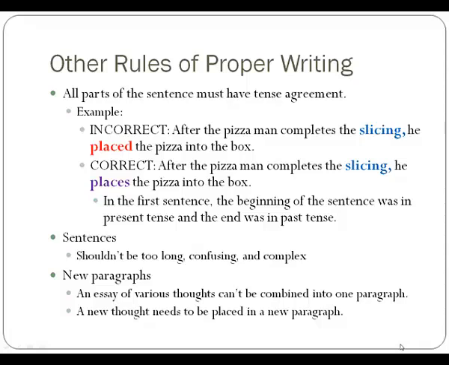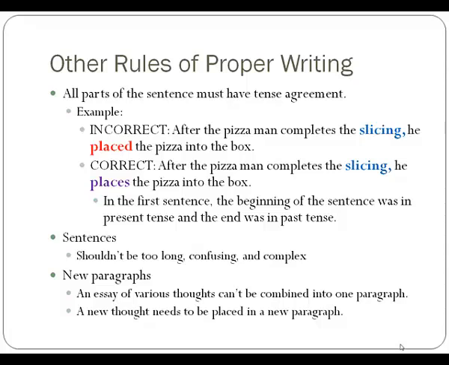Other rules of proper writing. All parts of the sentence must have tense agreement. Incorrect: After the pizza man completes the slicing, he placed the pizza into the box. Correct: After the pizza man completes the slicing, he places the pizza into the box. In the first sentence, the beginning was in the present tense and the end was in the past tense. Students get confused about this all the time. If you're going to stay in the present tense, stay in the present tense. If you're going to stay in the past tense, stay in the past tense, but don't mix and match.